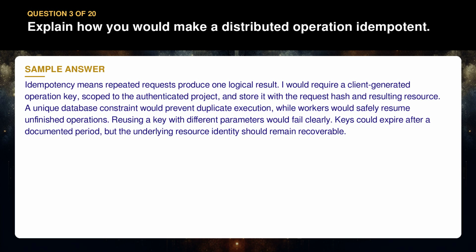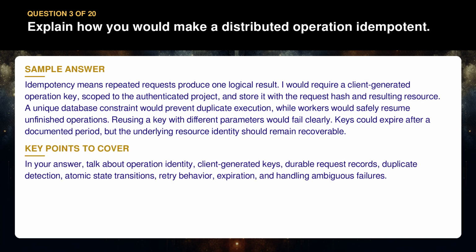Idempotency means repeated requests produce one logical result. I would require a client-generated operation key, scoped to the authenticated project, and store it with the request hash and resulting resource. A unique database constraint would prevent duplicate execution, while workers would safely resume unfinished operations. Reusing a key with different parameters would fail clearly. Keys could expire after a documented period, but the underlying resource identity should remain recoverable.